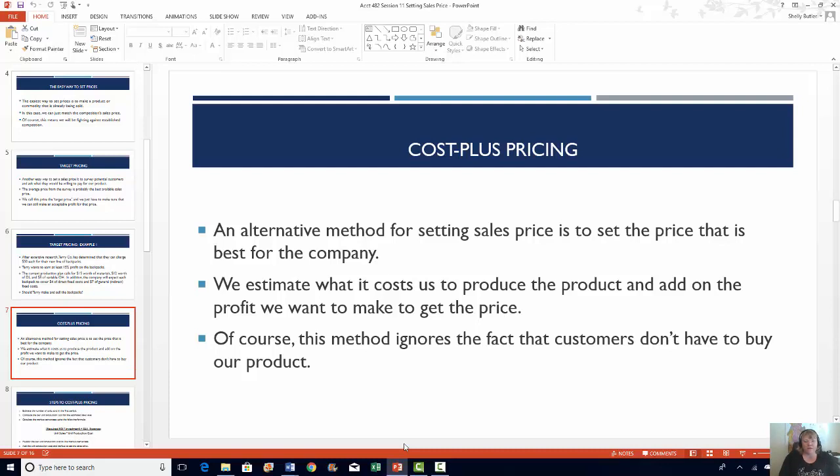Now we estimate what it costs us to produce the product and add on the profit we want to make to get the price. But this ignores the fact that customers, they don't have to buy our product, especially at the price. This might be considered your MSRP, manufacturer's suggested retail price is what that is. And this is how they come up with something like this.